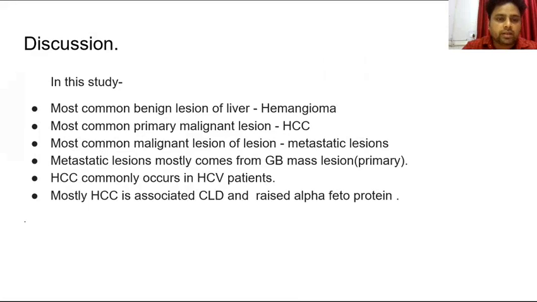Discussion: in my study, the most common benign lesion of the liver is hemangioma. The most common primary malignant lesion is hepatocellular carcinoma. The most common malignant lesions are the metastatic lesions. Metastatic lesions mostly come from the GB mass region primarily. Hepatocellular carcinoma commonly occurs in hepatitis C patients. Mostly, hepatocellular carcinoma is associated with chronic liver disease and raised alpha-fetoprotein.